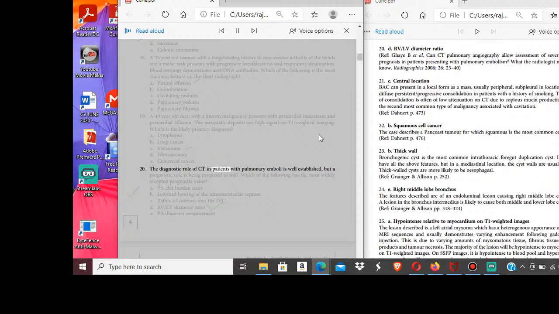20. The diagnostic role of CT in patients with pulmonary emboli is well established, but a prognostic role is being proposed as well. Which of the following has the most widely accepted prognostic value? A. PA clot burden score. B. Leftward bowing of the interventricular septum. C. Reflux of contrast into the IVC. D. RV/LV diameter ratio. E. PA diameter measurement.